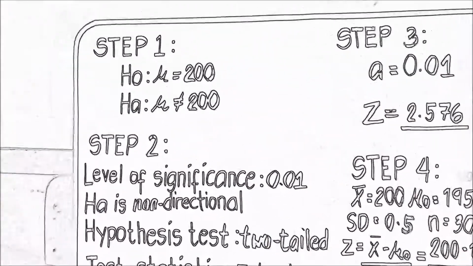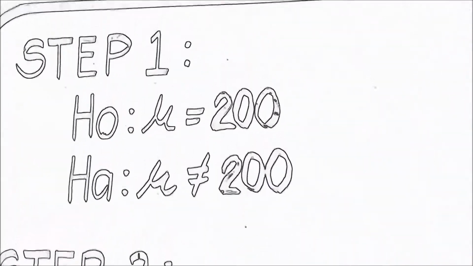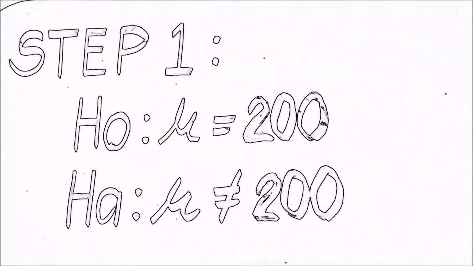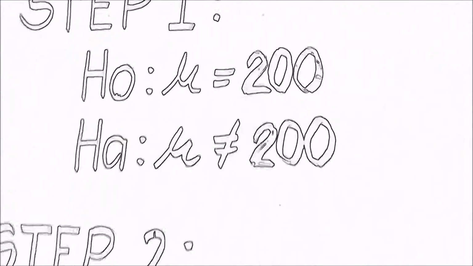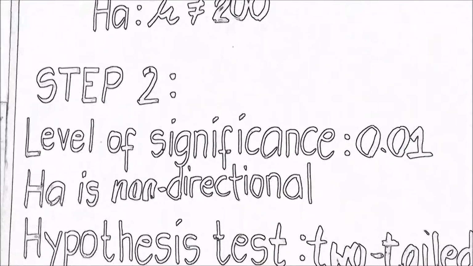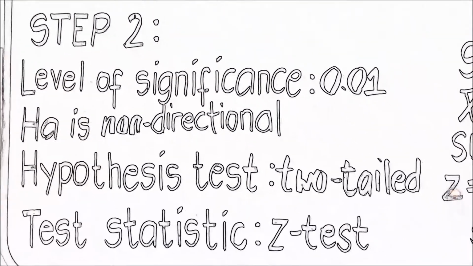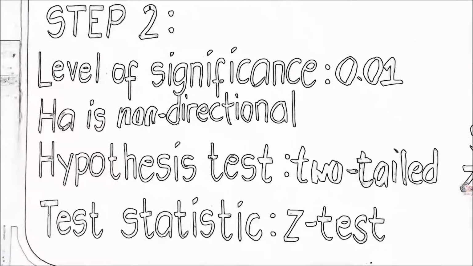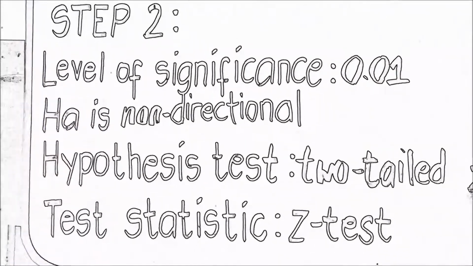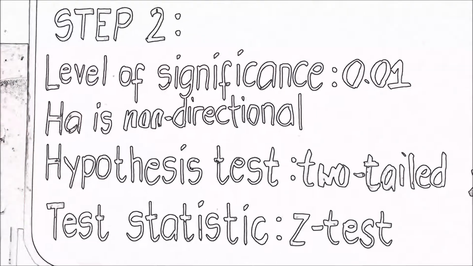We have to find the null and alternative hypothesis. In our problem, the null hypothesis is the mean is equal to 200 and the alternative hypothesis is the mean is not equal to 200. For step 2, we have to determine the level of significance, which is 0.01. Our HA is non-directional. The hypothesis test is two-tailed since it is non-directional, and the appropriate test statistic is a z-test since n is equal to 30.